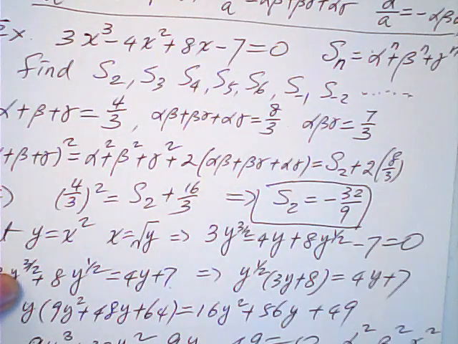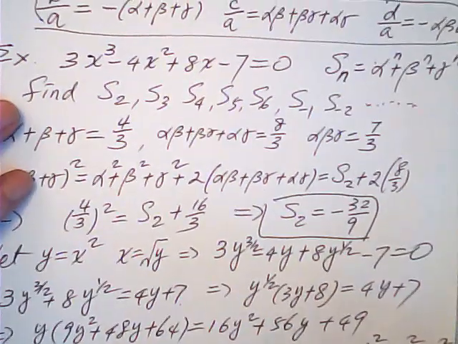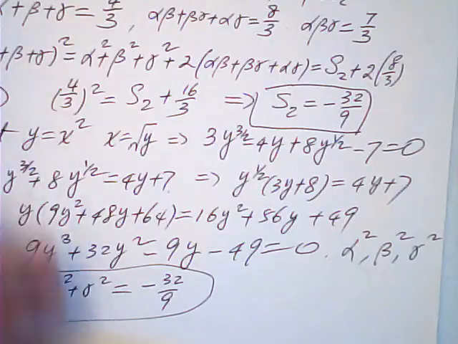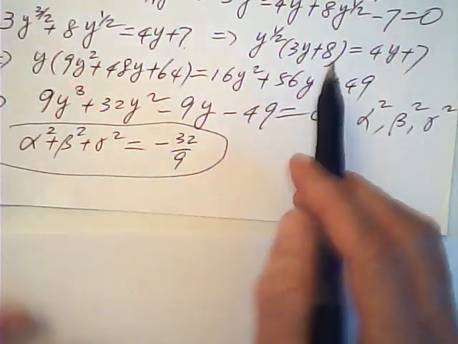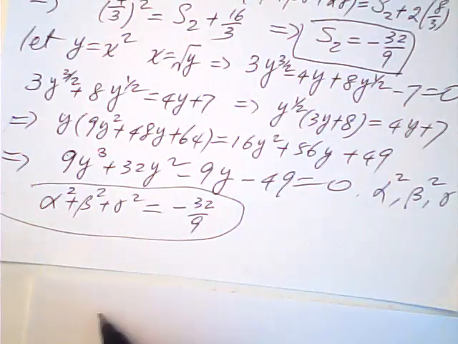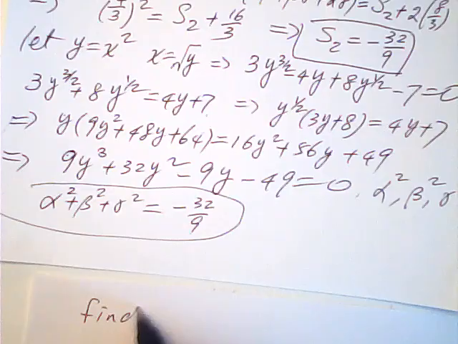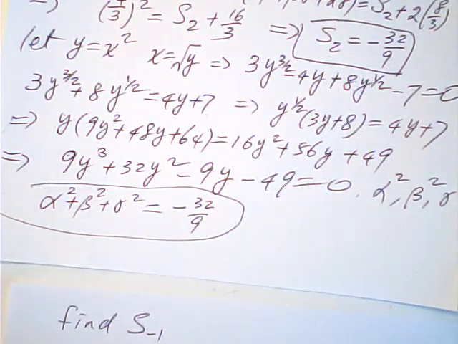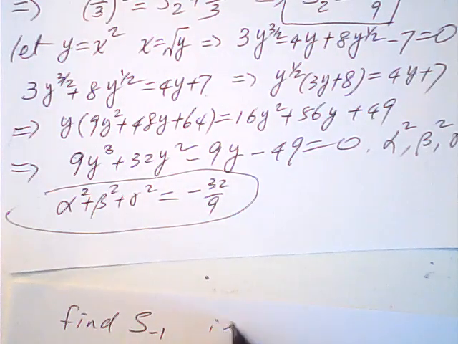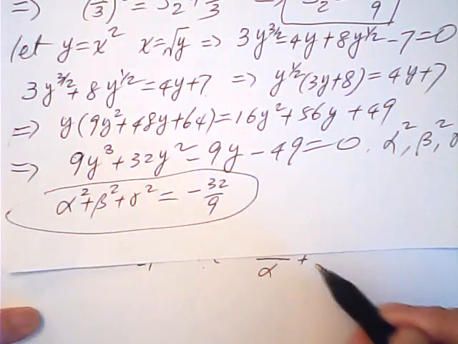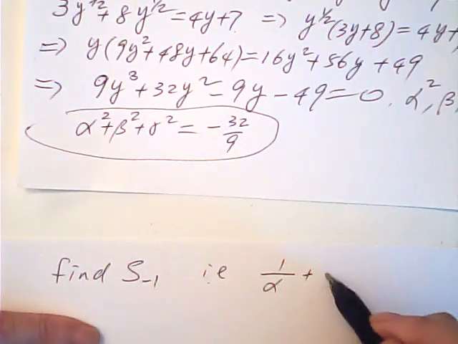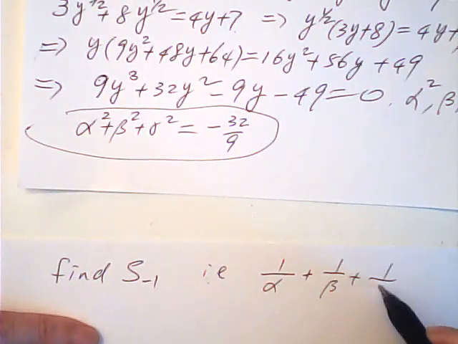Okay, and we have even more methods to find out. So let me find, say, first S sub negative 1. So that is 1 over alpha plus 1 over beta plus 1 over gamma. Right?